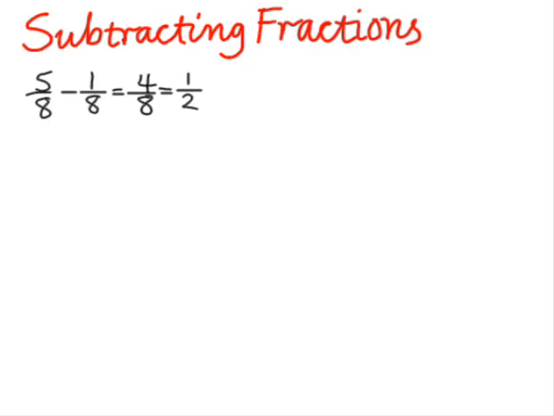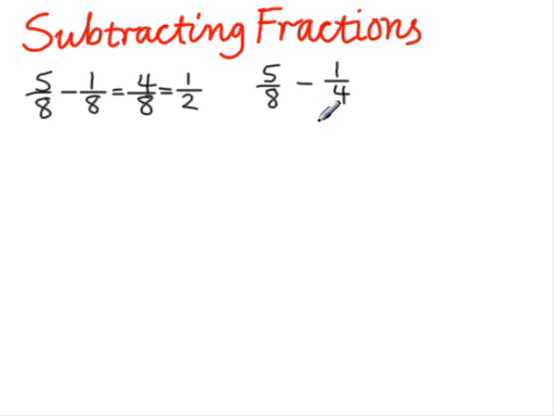Suppose, though, we have two fractions like the following. 5/8 minus 1/4. Just like in adding, in order to subtract these two fractions, they have to have the same denominator. The number in the denominator has to be the same. We have to find a common denominator. And in this case, a multiple of 8 and a multiple of 4, the lowest common denominator is 8.